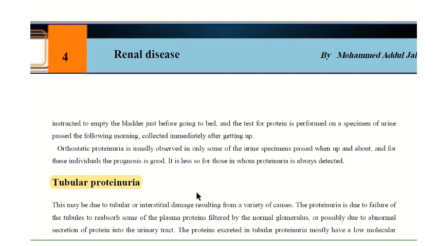إذن في الأشخاص اللي يكون عندهم الأورثوستاتيك proteinuria عادة observed in only some of the urine specimens passed when up and about, يكون prognosis is good, ولكن it is less so في الأشخاص اللي البروتينوريا عندهم is always detected.